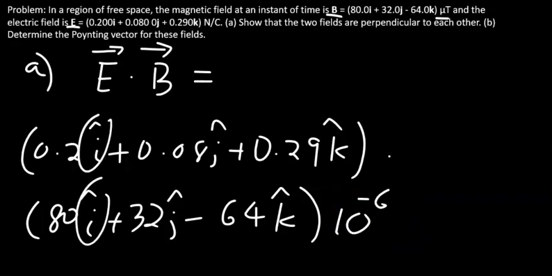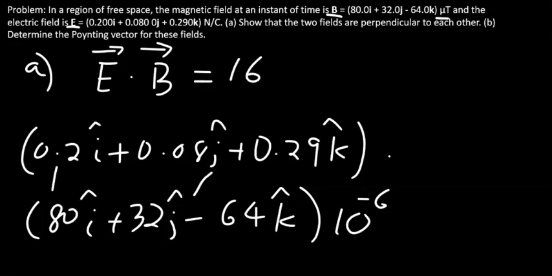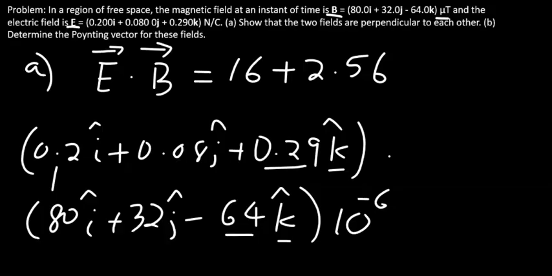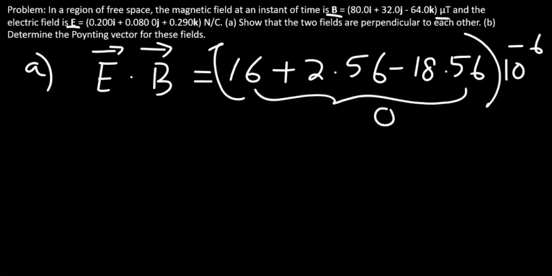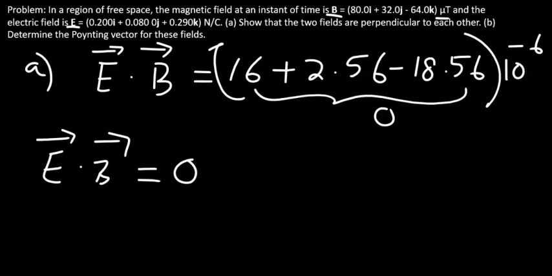First, i with i, so 0.2 times 80, you get 16. And then j with j, 0.08 times 32, you get plus 2.56. And finally, k and k, so 0.29 times minus 64, which will give you minus 18.56. Now you can write the overall factor if you want, and you see indeed that is 0, showing that E dot B is in fact 0, meaning the two fields are indeed perpendicular to each other.